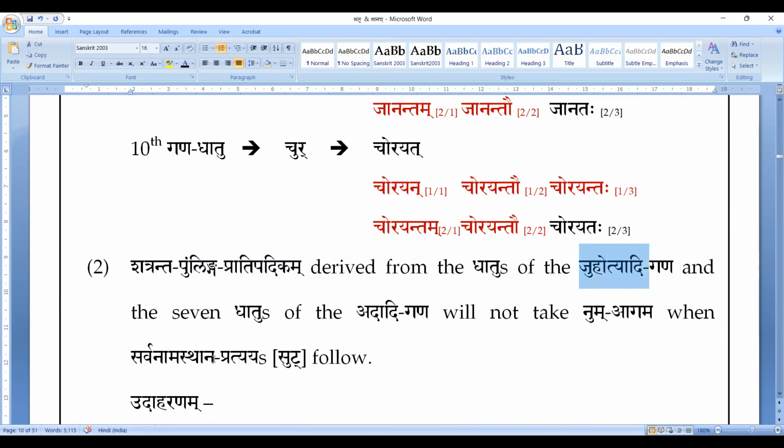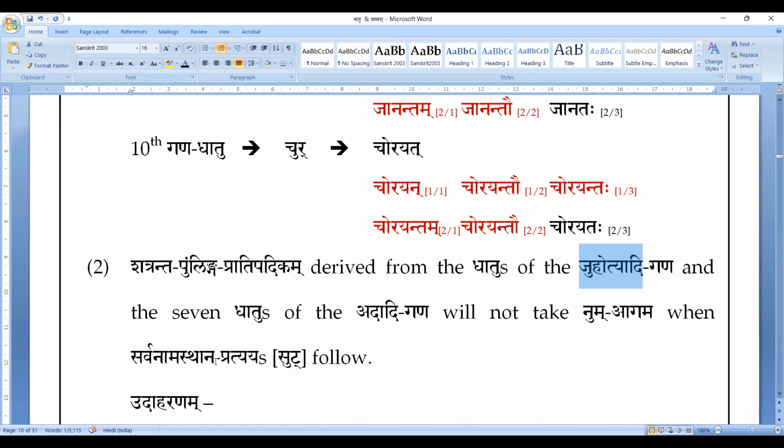Jugotyadi means third gana. The first dhatu is Hu dhatu, its tinganta rupam is jugoti. That's why this gana is called jugotyadi. Jugoti, adi. Adi means etc. So you can know the names. We must be knowing the names of the gana. Bhvadi. What is the second gana? Adadi. Third gana, jugotyadi. Fourth gana, divadi. Fifth gana, swadi. And sixth gana, tudadi.